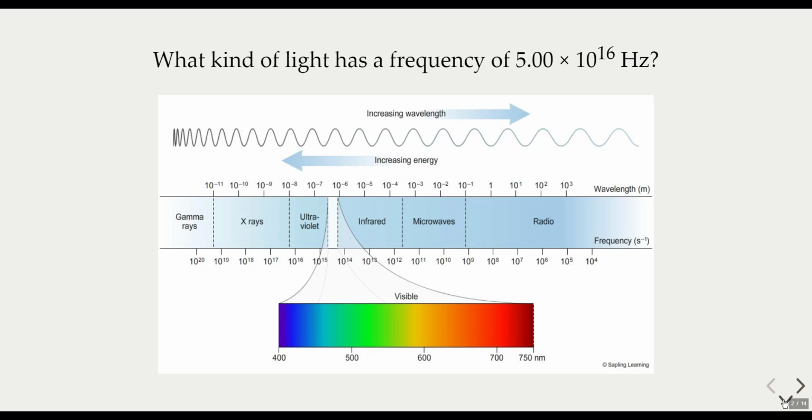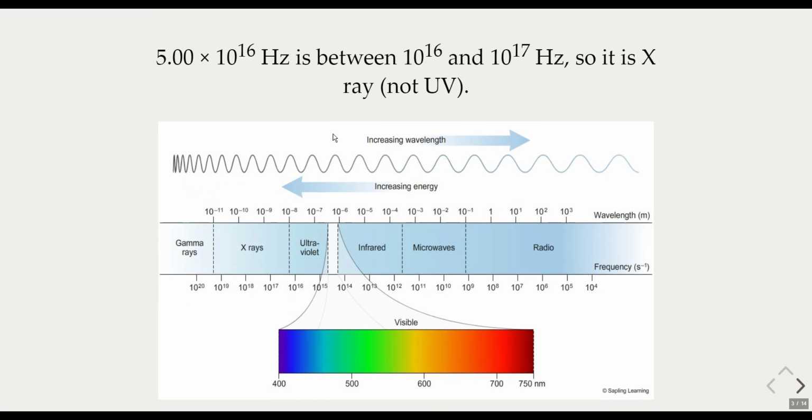So I try to make that very explicit on the next slide. 5 times 10 to the 16th is somewhere between 10 to the 16th and 10 to the 17th. I think I misspoke, 5 times 10 to the 16th. So it's between here, halfway, and as we can see, it's an X-ray. Don't make the mistake of thinking it's an ultraviolet because you're so used to numbers getting larger to the right.